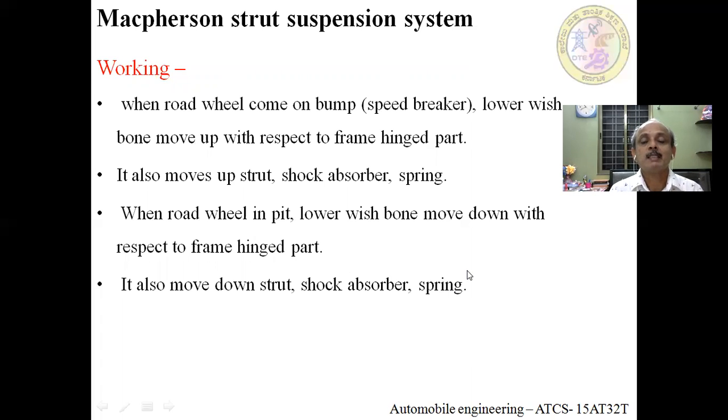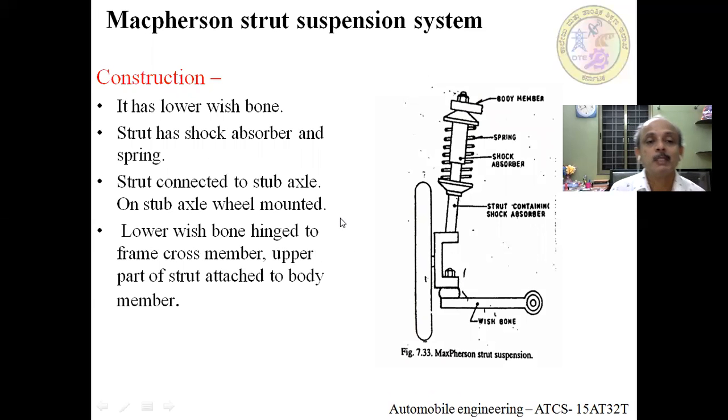So this is a very simple MacPherson strut suspension system. Quickly we'll have a look again at the construction. The major parts are a lower wishbone, stub axle, wheel, and strut. The strut has a spring and shock absorber, and then the wishbone is connected to the body member. So it's very simple.